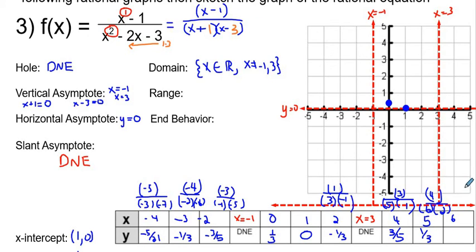Put 6 in here, and you get 5. Put 6 in here, and you would get 7. Put 6 in here, and you would get 3, so you get 5/21.